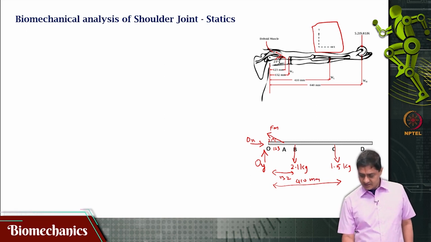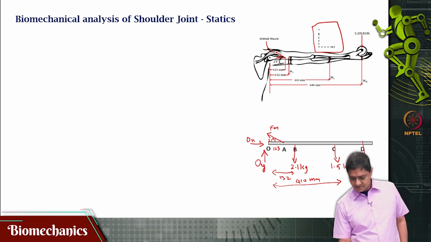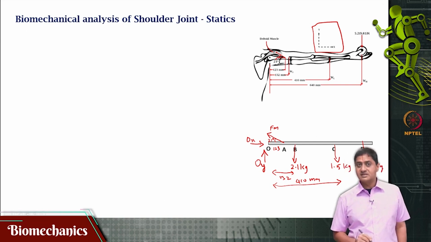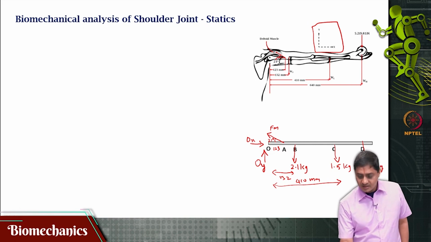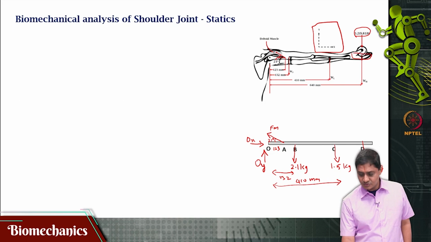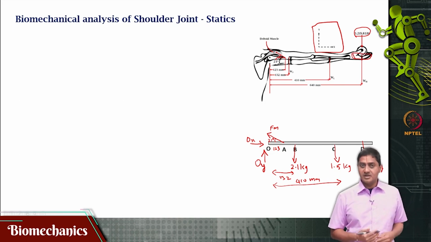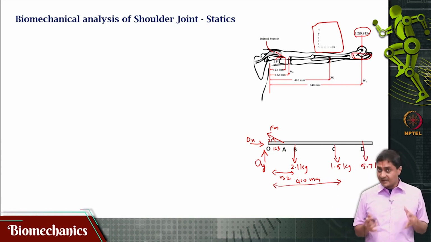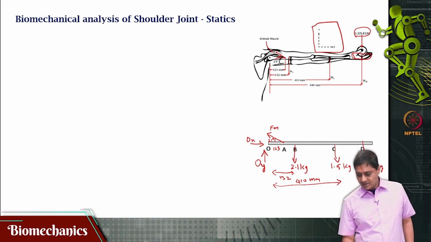And the hand and the external mass together is 5.7 kg. How did I get this? Because the external mass itself is 5.2 kg, and the hand is known to have a mass of 0.5 kg. I am adding the two and I am getting that mass as 5.7 kg, and it is acting at a distance of 640 mm.